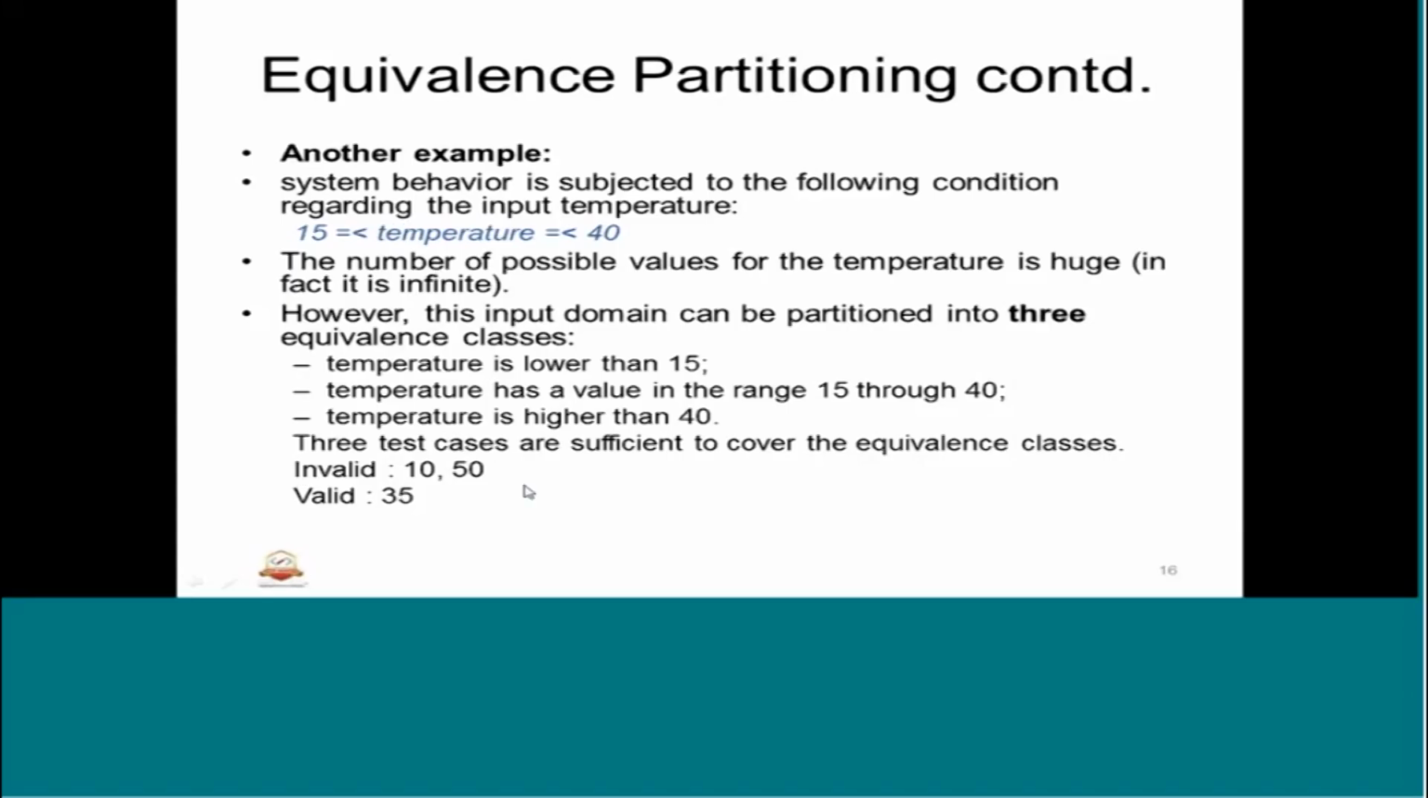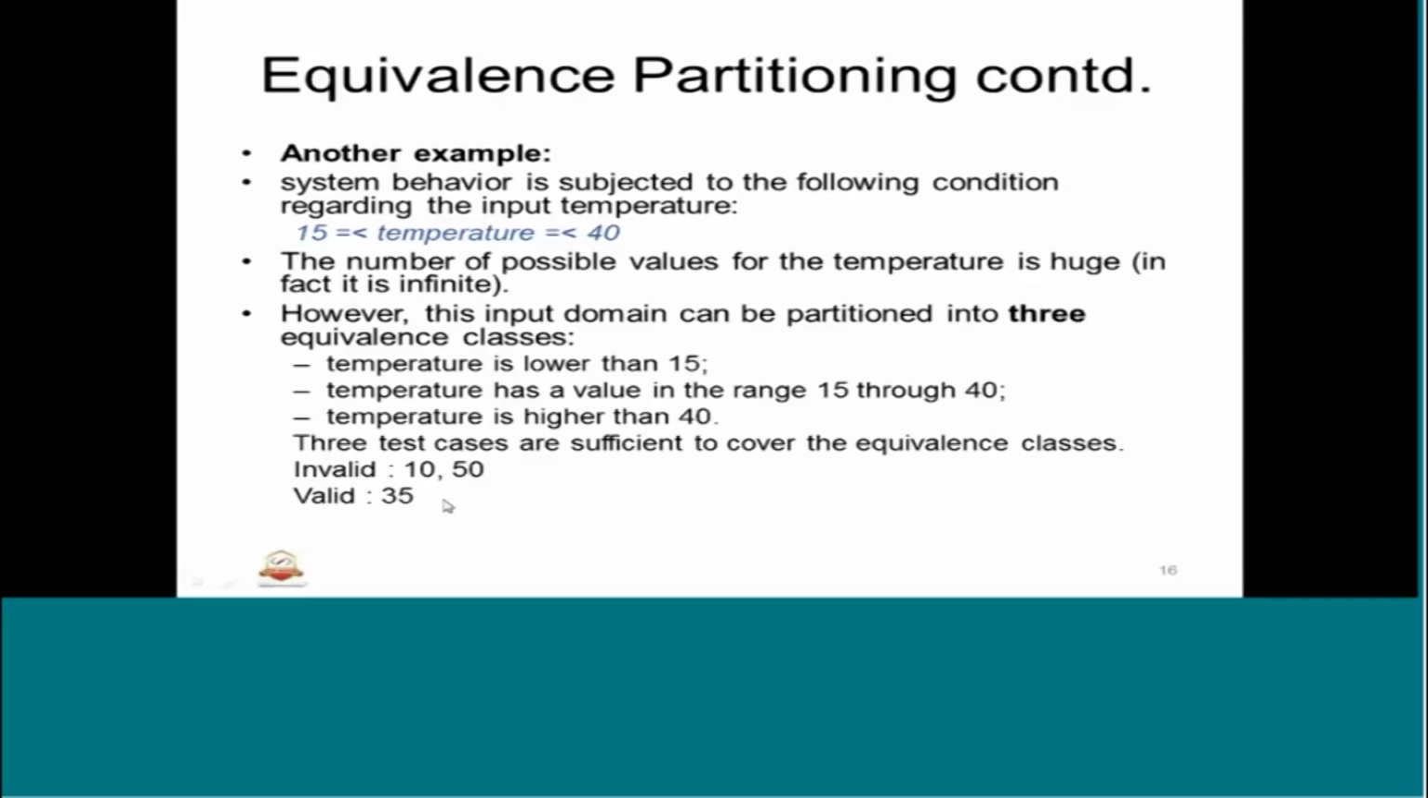So invalid 2 are there, 10 and 50. Valid we have 1. It could be anything between 15 to 40. That is 35, for example. The choice of that particular value depends on what exactly we are trying to test. For this sort of a requirement, it is enough to have 35.